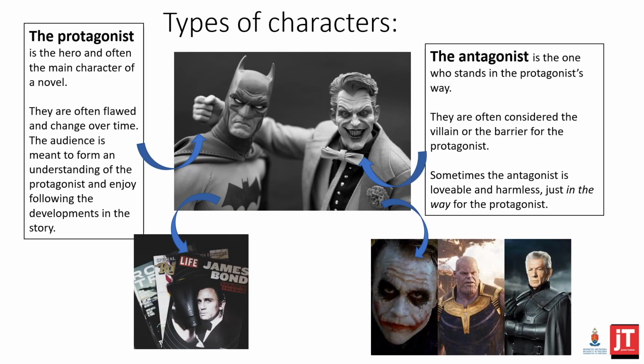So two types of major characters that we should always keep our eye on are the protagonist. So we need to ask, who is the protagonist in this narrative? That's who's the hero. They often have a flaw, but they're still our hero. And often the main character of a novel, they change over time. The audience is meant to form an understanding of the protagonist and enjoy following the developments of their story. Some protagonists include James Bond, and of course, Batman.